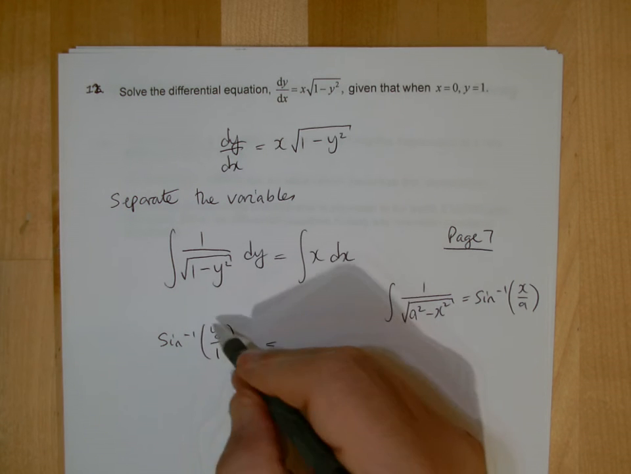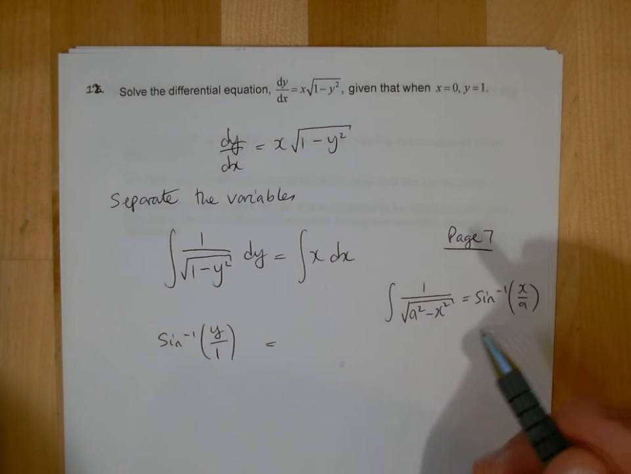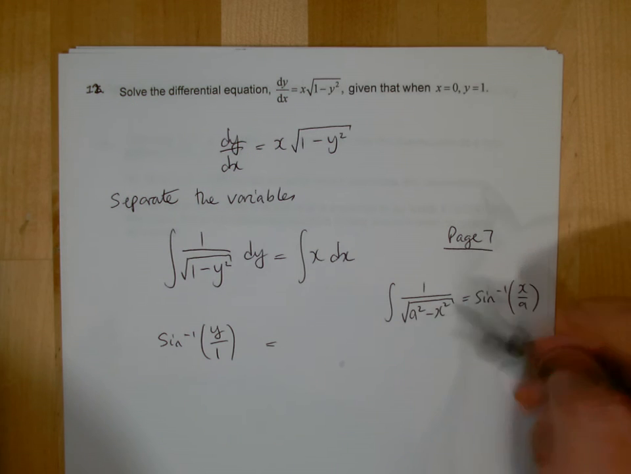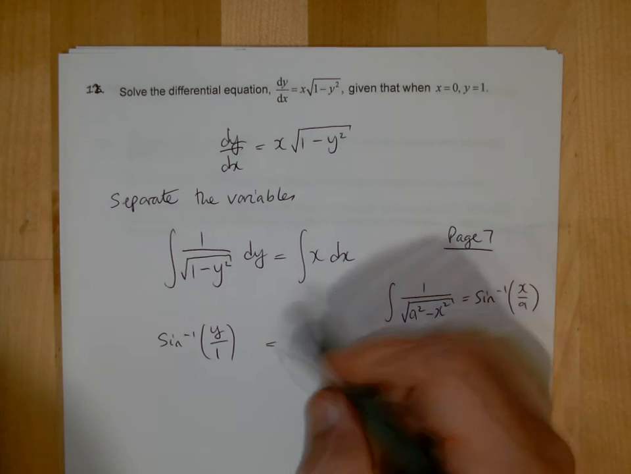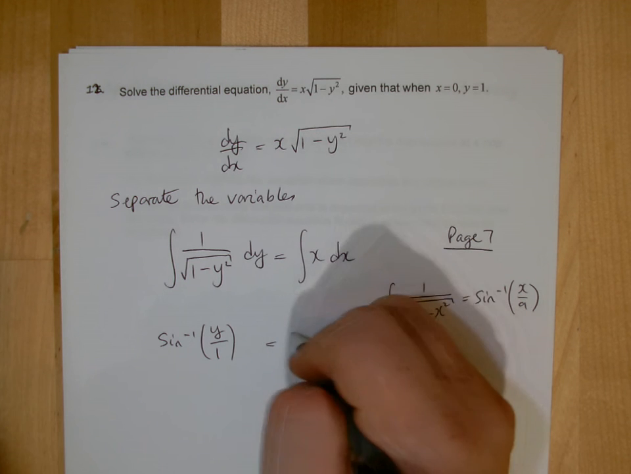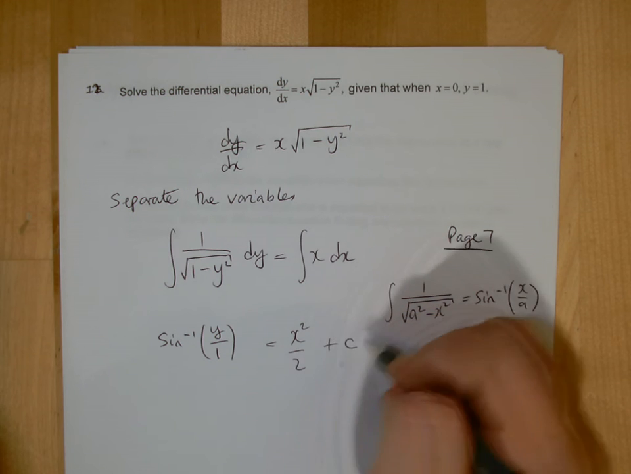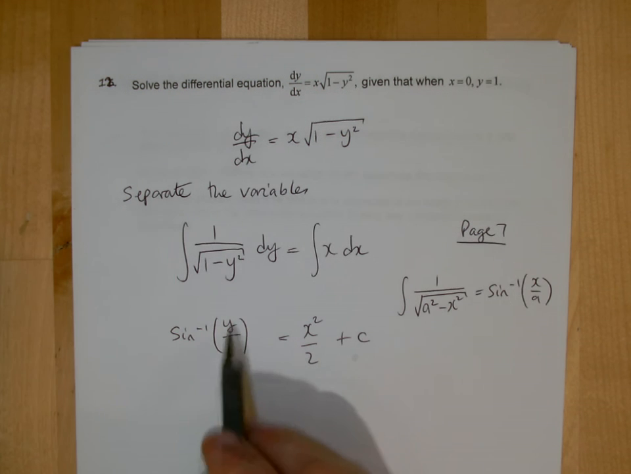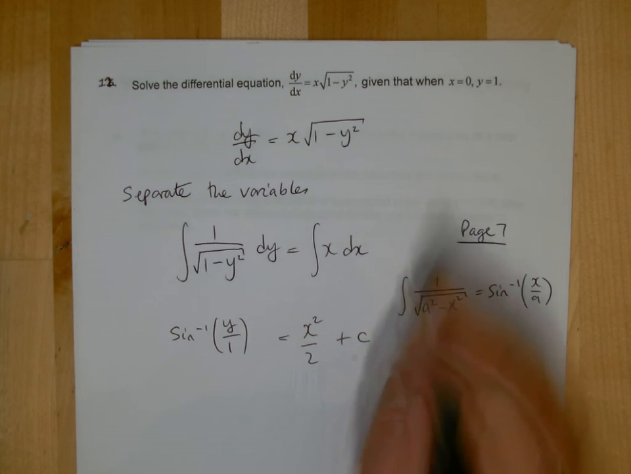Okay, so that's the integral of that there, using the result from page 7 in the formula booklet, where a is just 1, and then of course the x becomes y. Integrate x, you get x squared, raised to the power of 1, so x squared divided by 2 plus your c, okay? So that just becomes sine to the minus 1 of y equals x squared over 2 plus c.